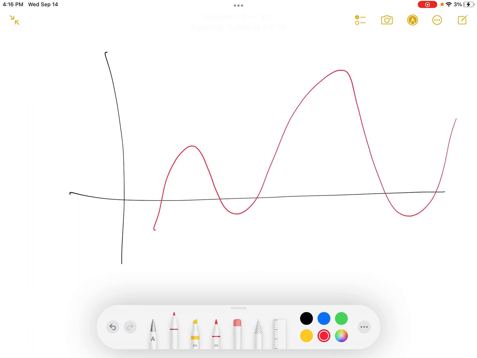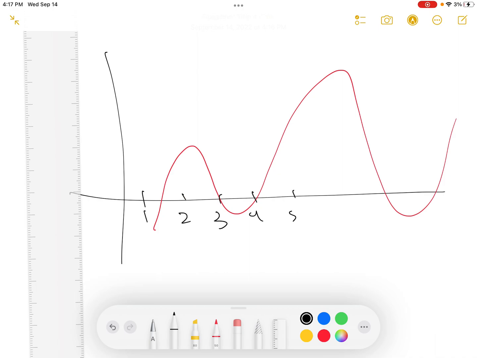So this is going to be a function because it satisfies the vertical line test. The x values don't repeat, and so that's good. Let's just practice another important skill here. Let's call this 1, 2, 3, 4, 5, 6, 7, 8, 9, 10. And let's label this 1, 2, 3, 4.